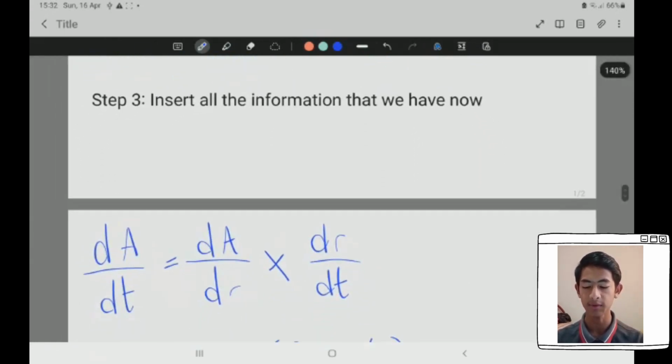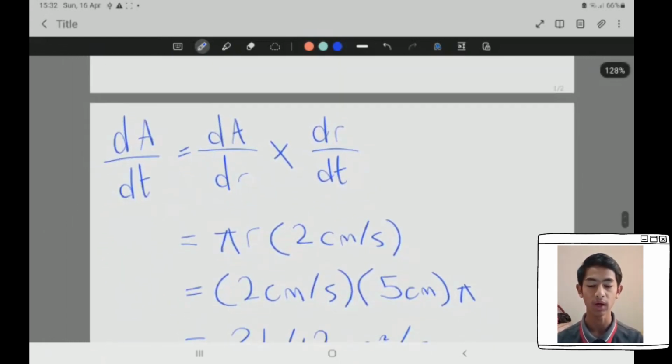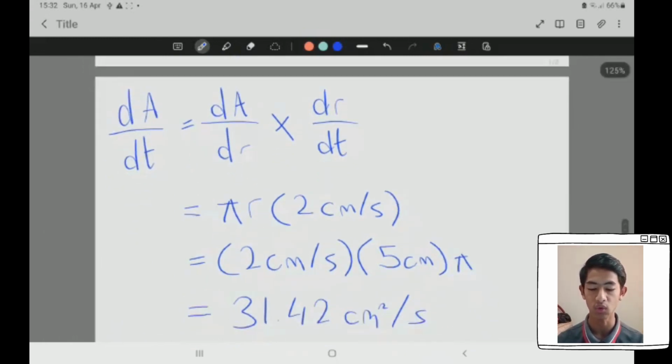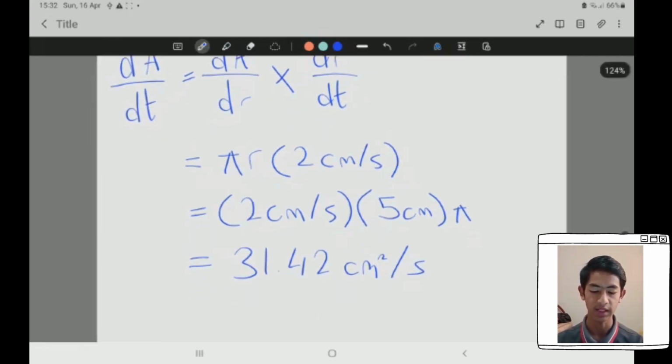Next, the step is to insert all the information that we have now. From the question, what we want is dA per dt, so the solution is dA per dr times dr per dt, which equals dA per dr, which we got as pi r, and dr per dt is 2 cm per second. And then we insert all the information. r is equal to 5 cm, and after we calculate, the final answer will be 31.42 cm square per second.